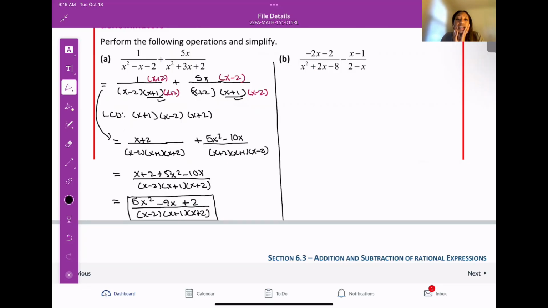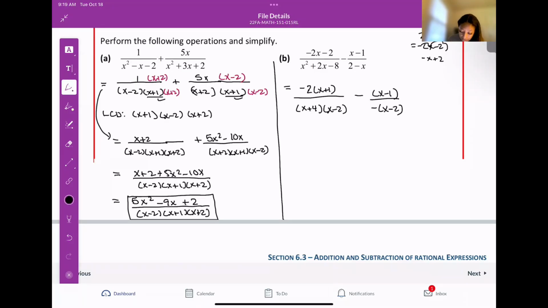In part B, we have negative 2x minus 2 over x squared plus 2x minus 8, and then negative x minus 1 over 2 minus x. So I can already tell we have a 2 minus x there and an x minus 2 somewhere else. We might have to factor out a negative. All right, if we factor these expressions as much as possible, the numerator is negative 2 times (x plus 1) over, the denominator here is (x plus 4)(x minus 2). And then we have minus x minus 1 over negative (x minus 2).